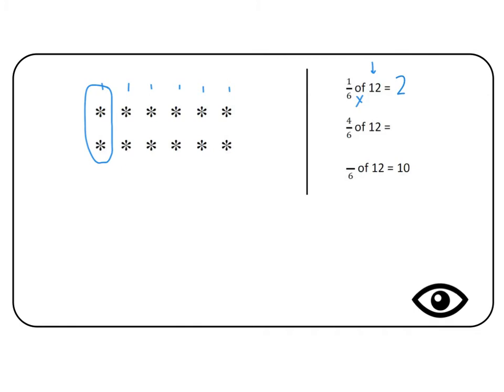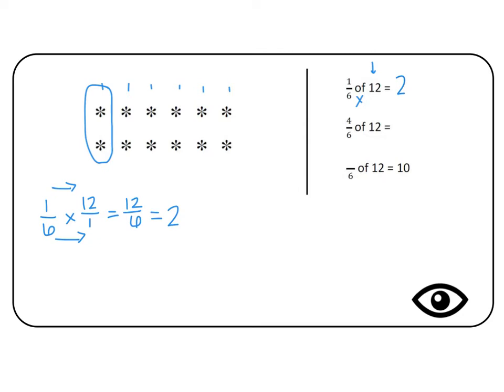Let's see if we can prove that with math. So if I have 1/6 times, and I have 12 over 1, because remember, every whole number has an invisible 1 underneath it, then in order to multiply, we multiply straight across the top and straight across the bottom. So this would be 12 over 6, which is improper because 6 goes into 12 2 times. There's our 2. All right, let's try our next one.